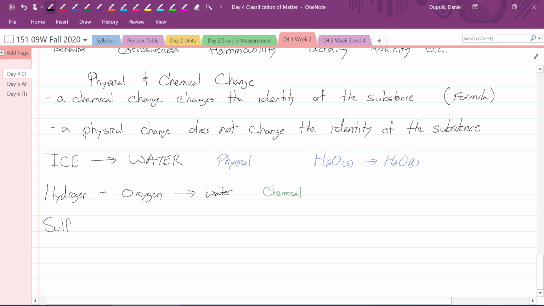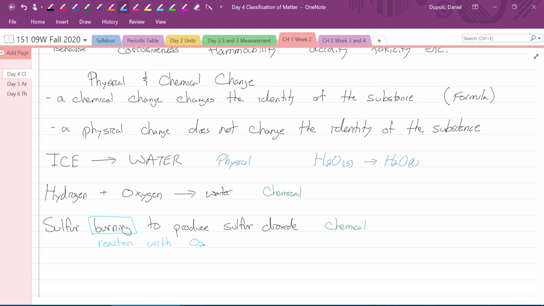What about sulfur burning to produce sulfur dioxide? Well, that would also be chemical. Just so we know, anytime you see burning, this is a reaction, usually with O2, oxygen gas. So burning is usually a reaction with oxygen.